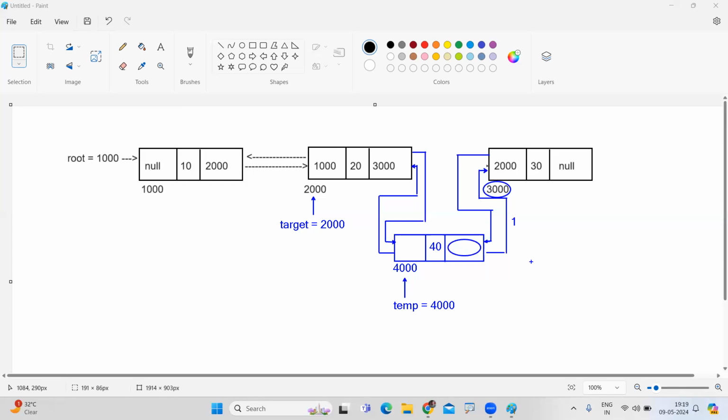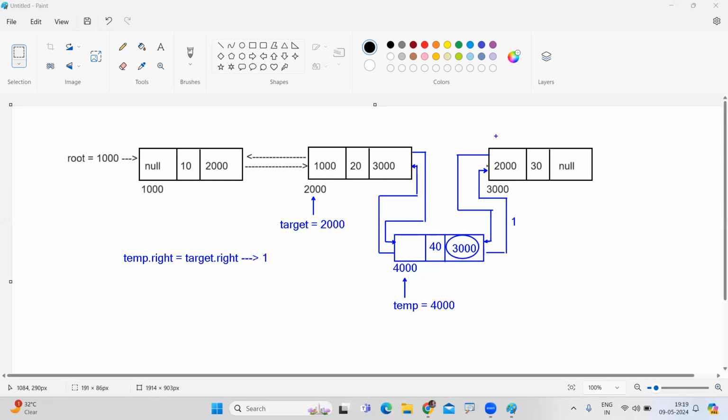Observe. Sir, where is 3000? Here. Sir, what is this? Target to right. The target to right value will be stored into temp to right. That is the first connection. Into temp to right, you are storing target to right. Target to right means this 3000. First connection done.